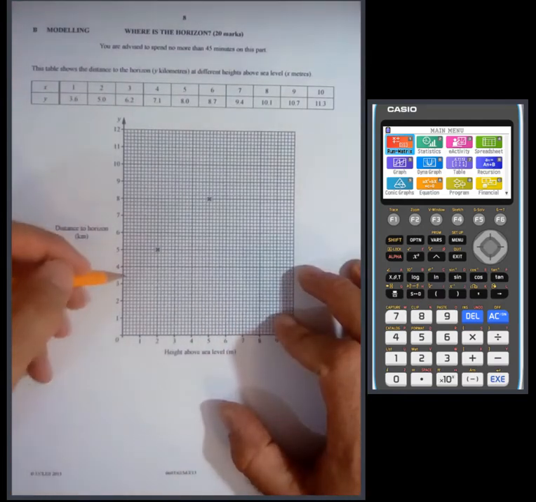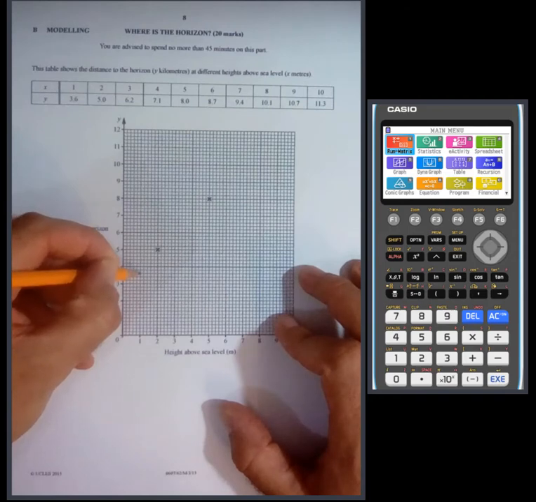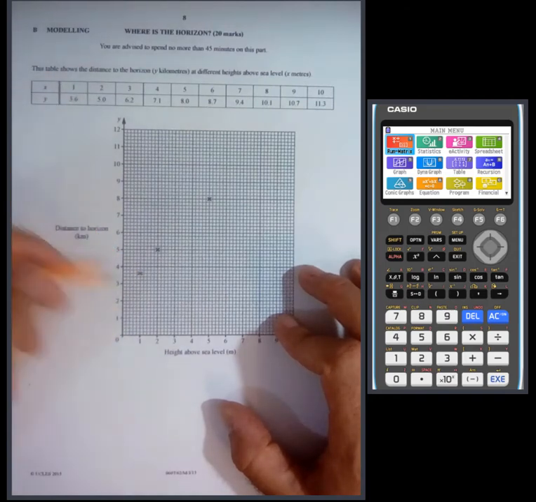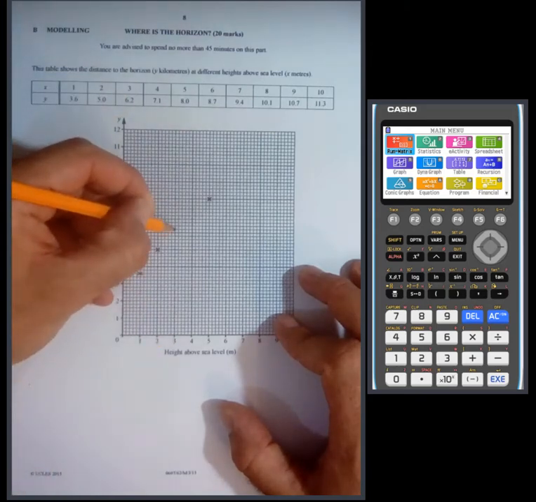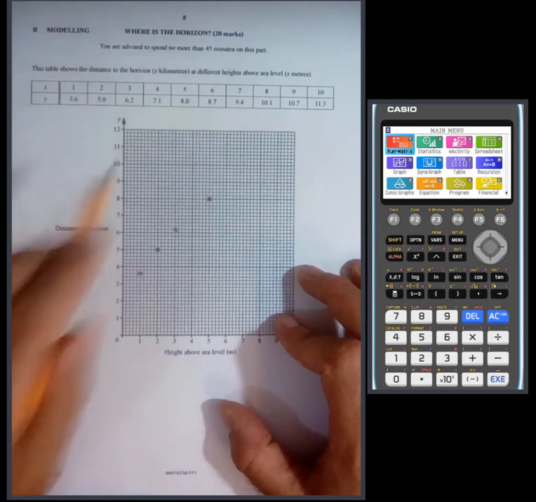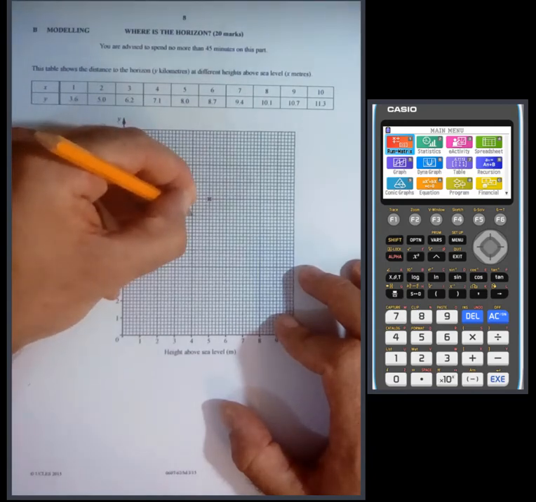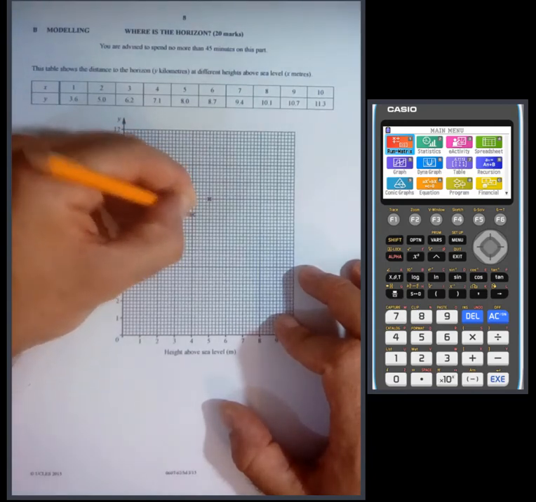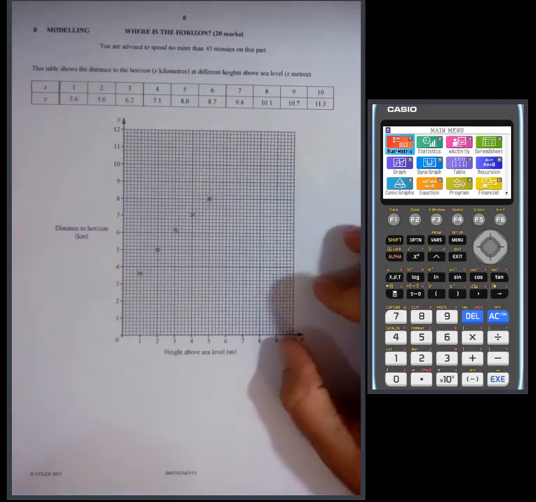Okay, so 1 and 3.6, just get the scale. It's going 1, 2, 3, 5 spaces to cover 1, so every space will be 0.2. So 1 and 3.6, 1, 2, 3. 2 and 5 is already plotted. 3 and 6.2 must be here. 4 and 7.1, so 7.1 must be only half a square. You can already see quite a strong positive correlation. So it's looking at the distance to the horizon is growing the further above sea level.